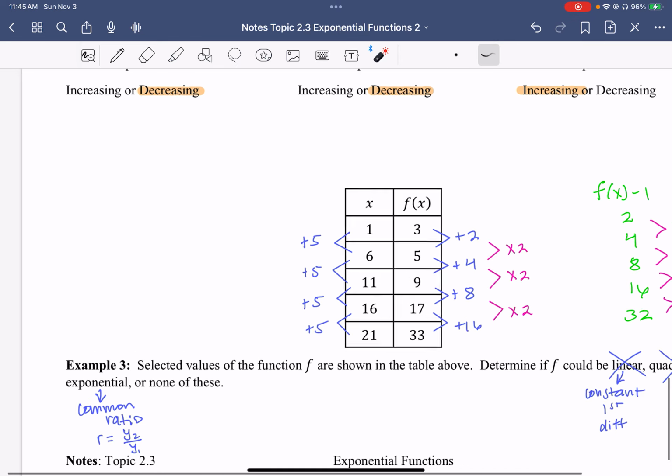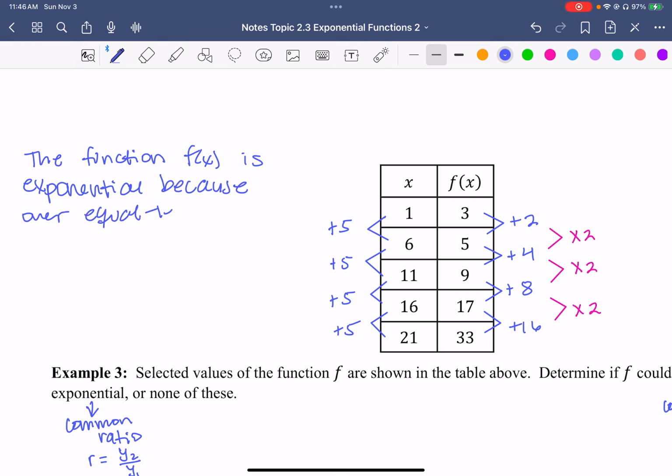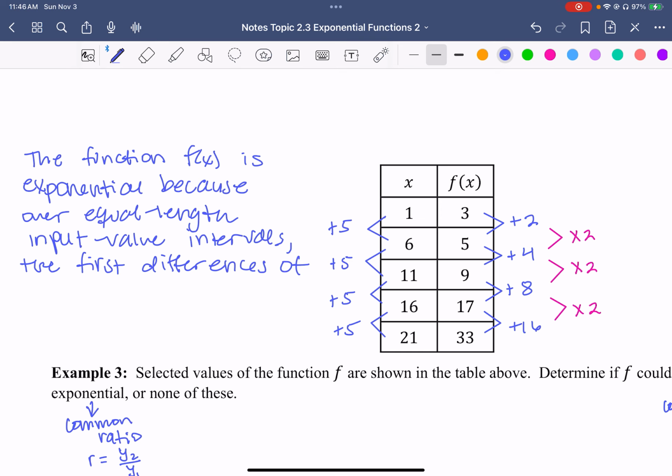Okay, so for my final answer, I'm going to say the function f of x is exponential because over equal length input value intervals, the first differences of the outputs of f of x change proportionally.